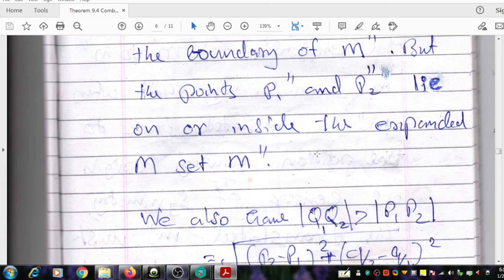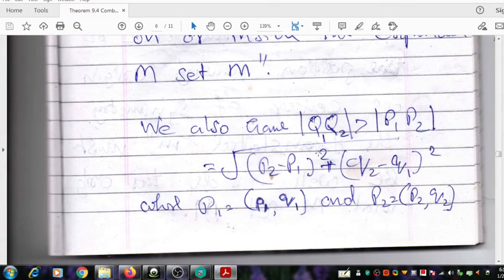And these two points lie inside M double prime. And we also have that the length of Q1 prime Q2 prime is greater than P1 P2.